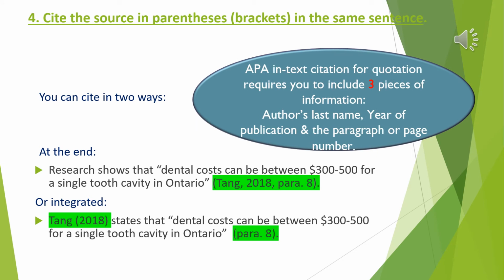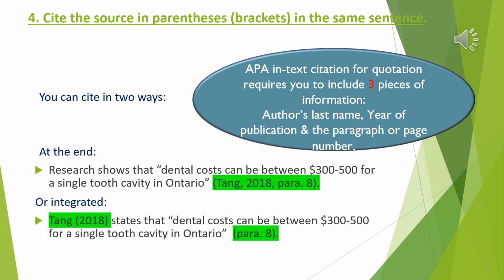The fourth step is to cite the source. You can do this in 2 different ways. You can put all the information at the end of your sentence, or you could break it up into 2 parts. This is called the integrated method. You can put the author's name and the year in brackets next to the author's name, and then give the signal phrase, and then the quotation, followed by the paragraph or page number in brackets.